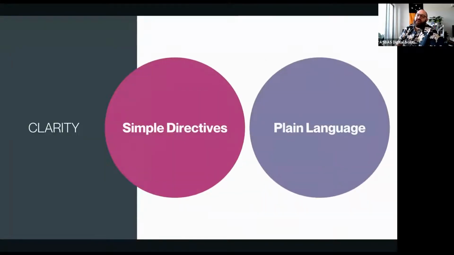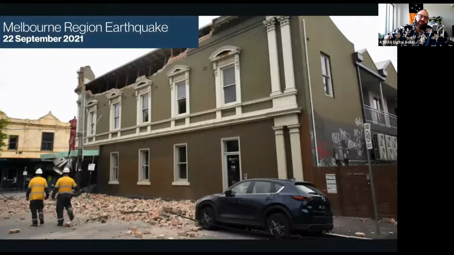Then we look at clarity, which is all about simple directives, plain language, nothing that's hard to understand or hard to work with. We look at that in terms of the Melbourne region earthquake of September, where the instructions were very clear from the government and from the local councils on where to go and where not to go. They said, basically, if you don't need to be in Chapel Street in South Yarra or Prahran or Windsor, stay away from those areas because there's no need for you to be there and it's quite dangerous. We're still assessing damaged buildings and making sure that things are safe so that people do not get hurt. So they had to be absolutely certain whether people were going to be hurt, harmed, or in some sort of danger in the areas affected by the earthquake.